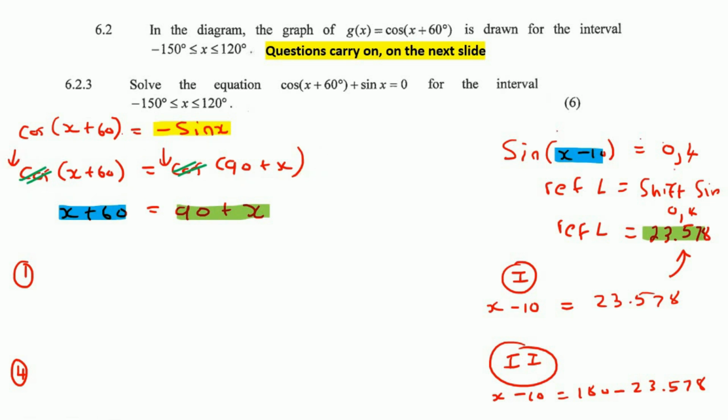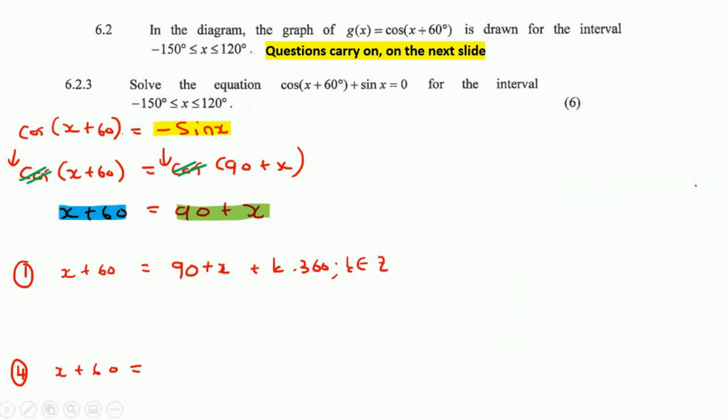Okay, so we start off by saying x plus 60 equals and x plus 60 equals. Now for quadrant 1, you don't have a 180 minus or 180 plus, so you just put your reference angle, which is this. And then we say plus k 360, k element z. And then for quadrant 4, we're going to say x plus 60 equals, and then for quadrant 4, we say 360 minus, then in brackets, you put your reference angle, must be in brackets. And then you say plus k 360, k element z. All right, now let's go solve.